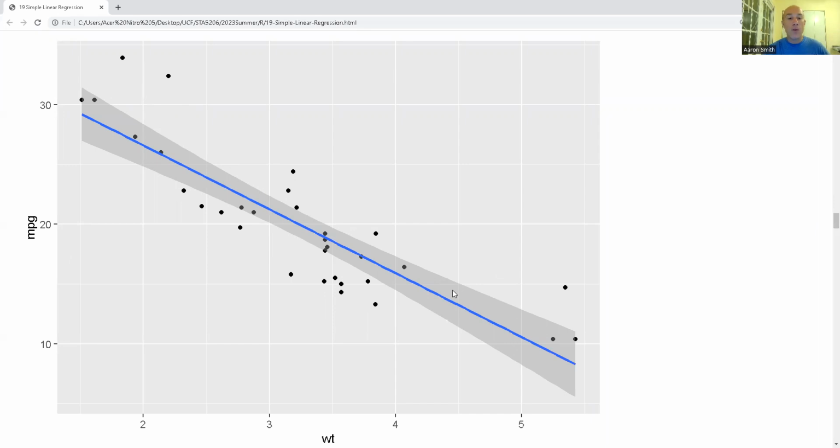This gray band is the confidence interval for what the average value of miles per gallon will be given the weight of the vehicle. Remember, we don't truly know what the average would be for a given weight. Anytime I'm working with data, I don't really know what's going on. If I knew what was going on, I wouldn't be doing statistics. All right, so let's say the weight is 4. This here is my 95% confidence interval for the average miles per gallon for vehicles with a weight of 4. The blue line is my estimated average.